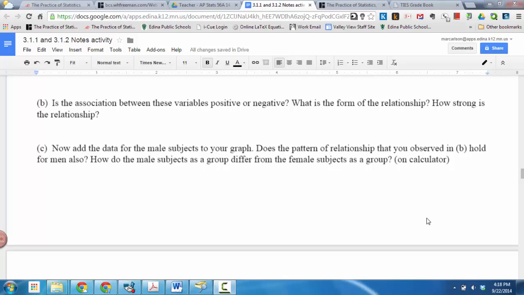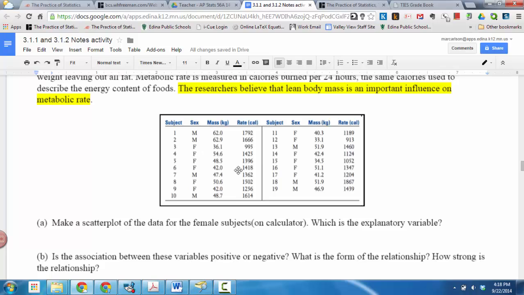Okay, so the final question asks us to add the males to the data set. So if you could go through that data set and add the males as well. As we're looking at this data set that we have in our notes activity, enter all the males now, and do it in a separate lists and spreadsheet so we can make a separate scatter plot just for the males.